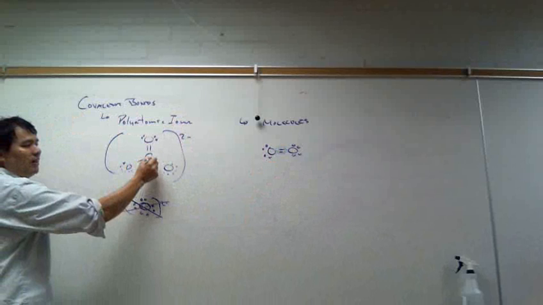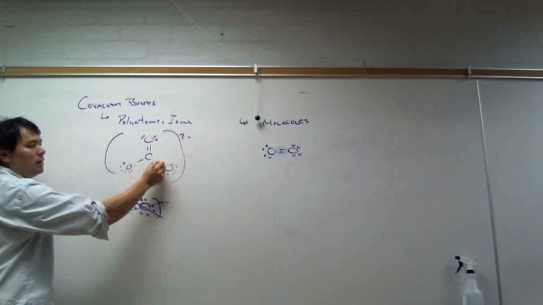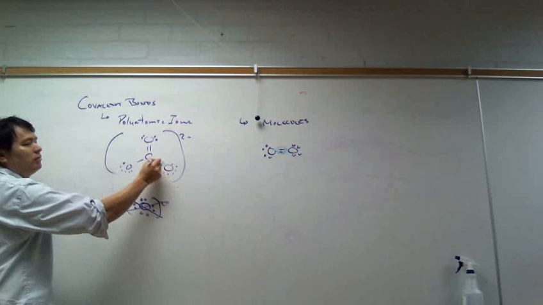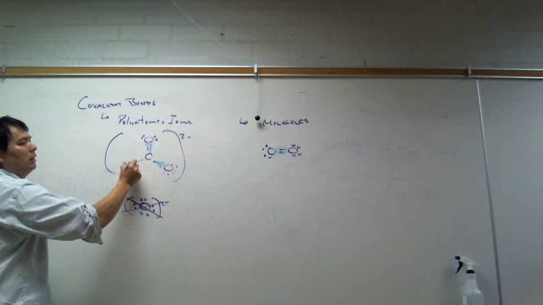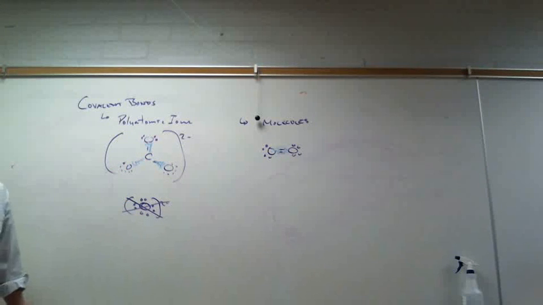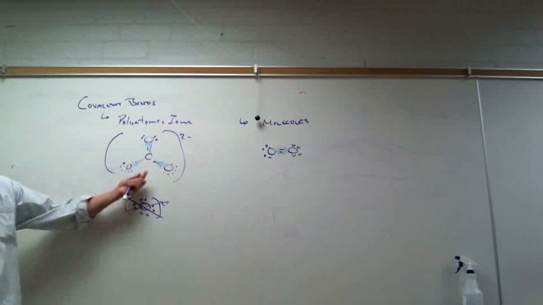2.1 to 3.5 is going to have an asymmetric electron cloud that's going to favor oxygen. Favors oxygen, meaning that we have what we call a polar bond.